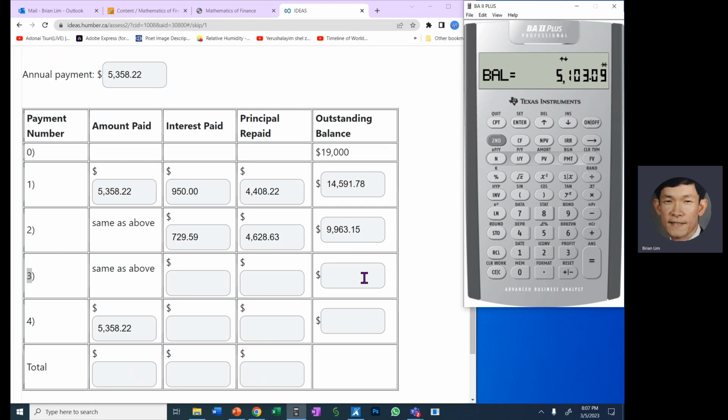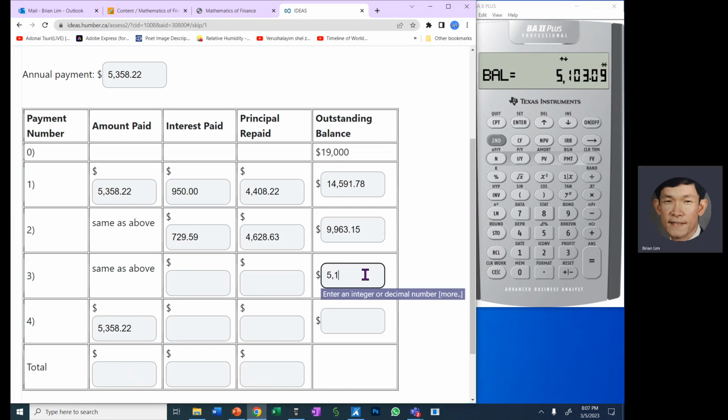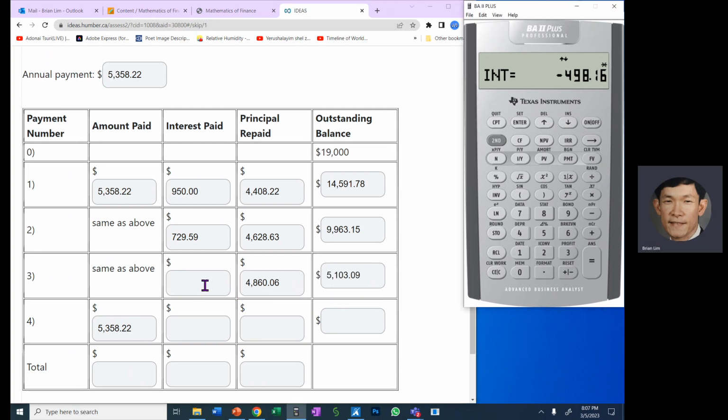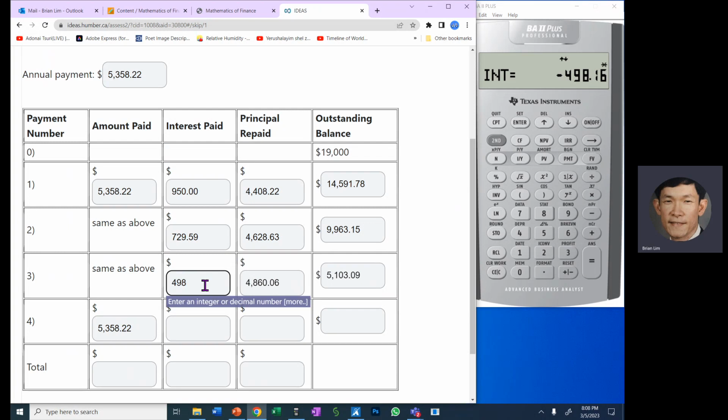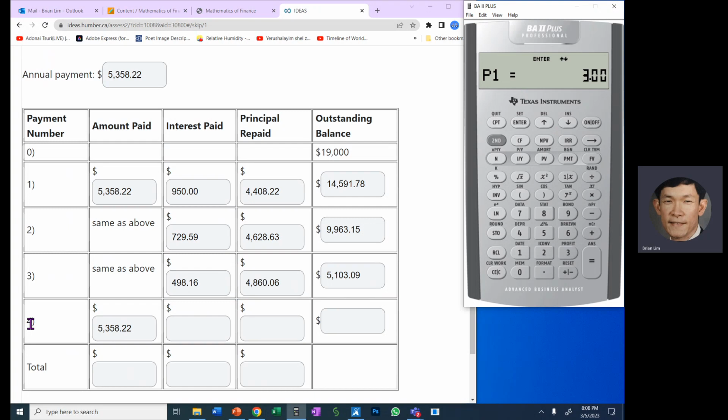The balance is now $5,103.09. The amount repaid on the principal is $4,860.06. And the amount of interest that was paid in that payment number 3 is $498.16. So now we come to payment number 4 right here. There we go, 4, and we enter. And we go down. P2 will also be 4, and we enter that.